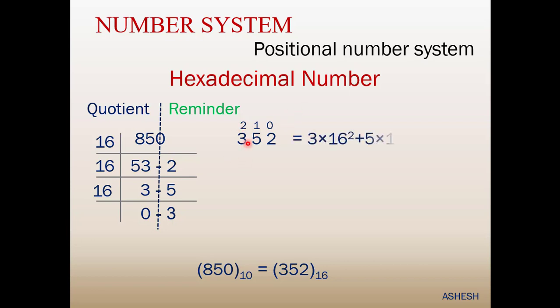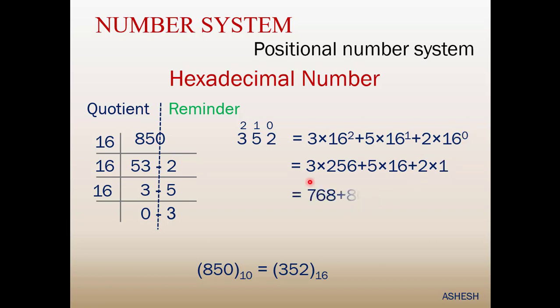Now 3 into 16 to the power 2 plus 5 into 16 to the power 1 plus 2 into 16 to the power 0. 16 squared equals 256, 16 to the power 1 equals 16, and 16 to the power 0 equals 1.